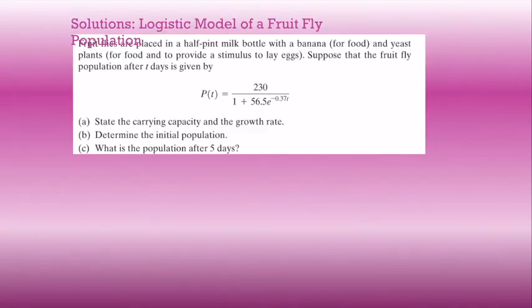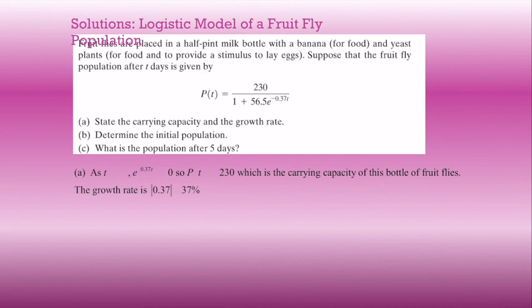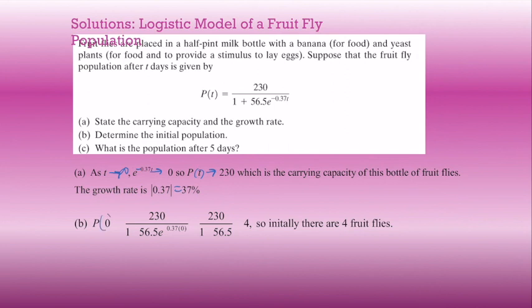So again, I do have the examples written out. As t goes to infinity, e to the negative 0.37t goes to 0. So p of t goes to 230. My growth rate is the absolute value of 0.37, which equals 37%. That was what we did for part A. For B, we determined our initial population by plugging in 0. That gave us 230 over 1 plus 56.5, which equaled 4. So there were initially 4 fruit flies. After 5 days, we would have a population of about 23 fruit flies. I did have to round that.